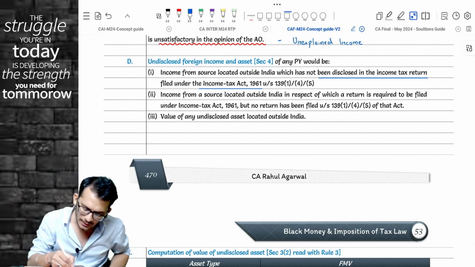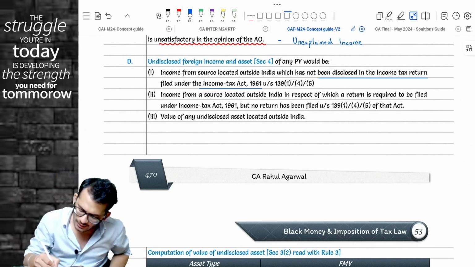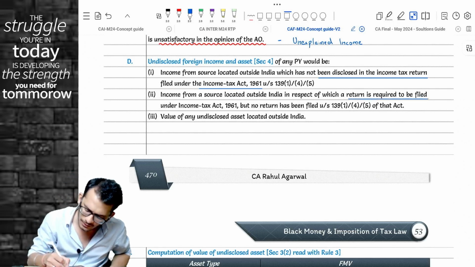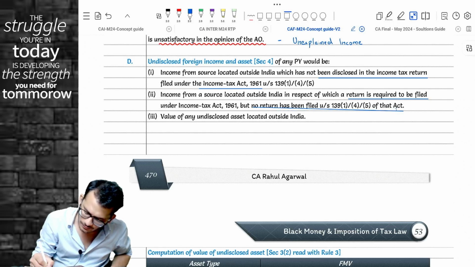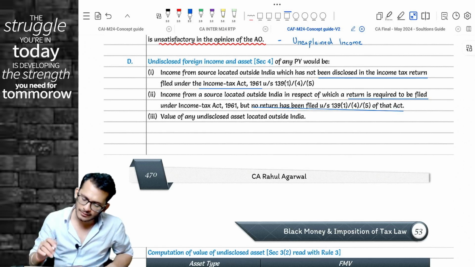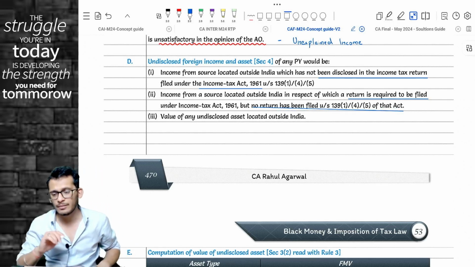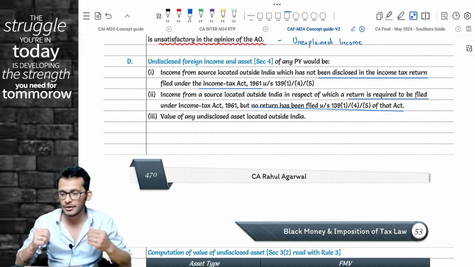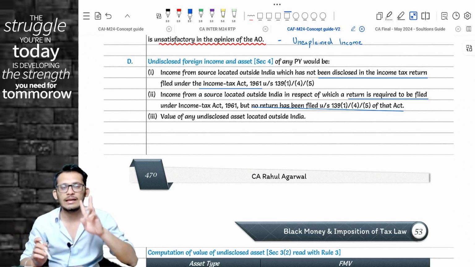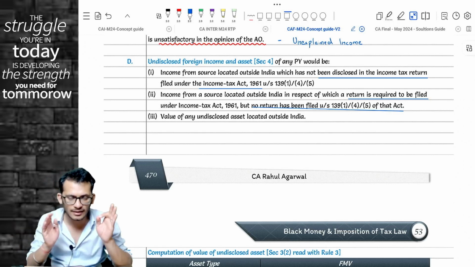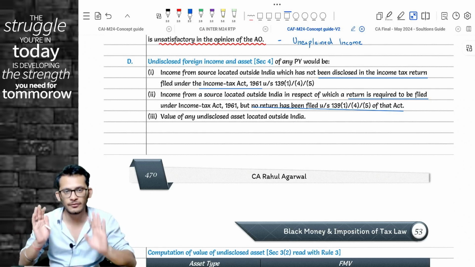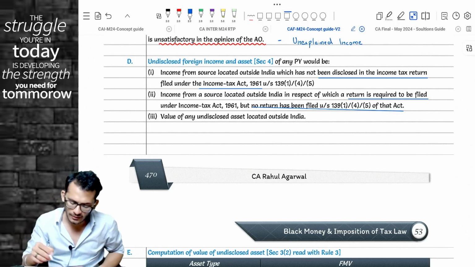Second, income from a source located outside India in respect of which a return is required to be filed but no return has been filed. Which means scenario number 1, Rahul, you have filed a return but you have failed to disclose this income. Scenario number 2, this income you should have disclosed but the return itself you have not filed.